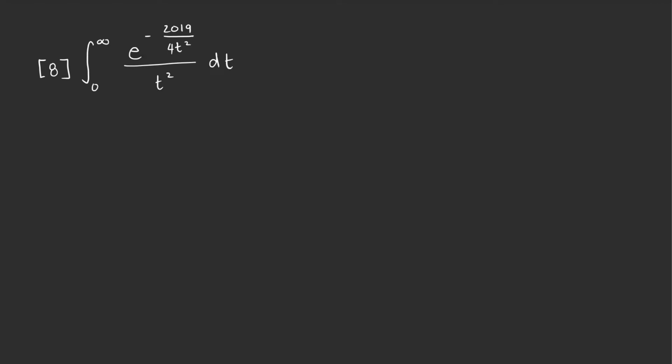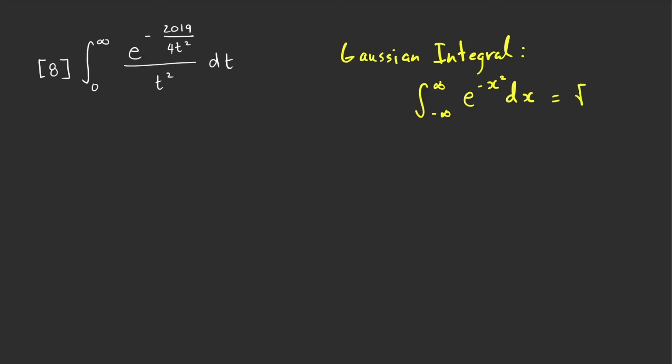This looks like a Gaussian integral, if we're going to recall what a Gaussian integral is. It is in the form: the integral from negative infinity to infinity of e raised to negative x squared dx. This is a famous integral, and the value of this is square root of pi. Of course, the integrand here is an even function, so we can also write this down as the integral from 0 to infinity of e raised to negative x squared dx equal to square root of pi all over 2. Why does this second problem look like this Gaussian integral?